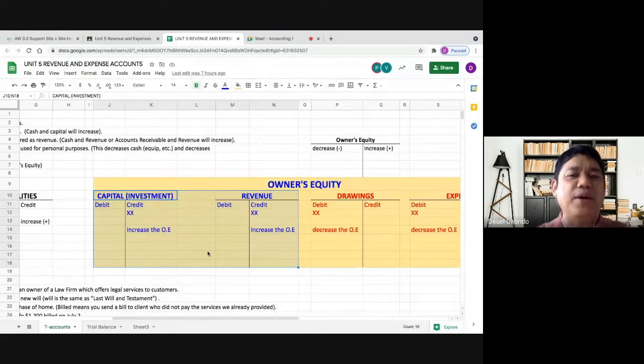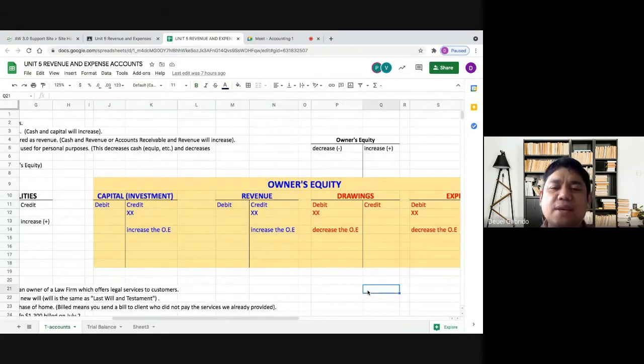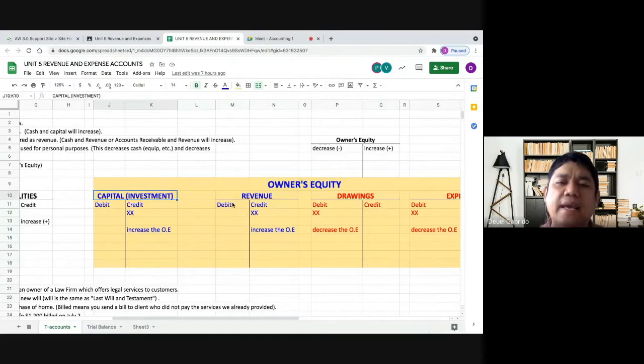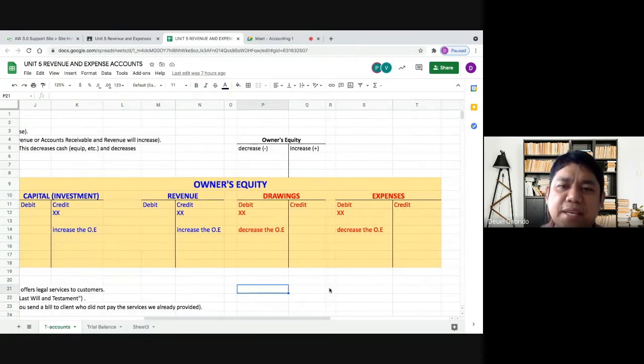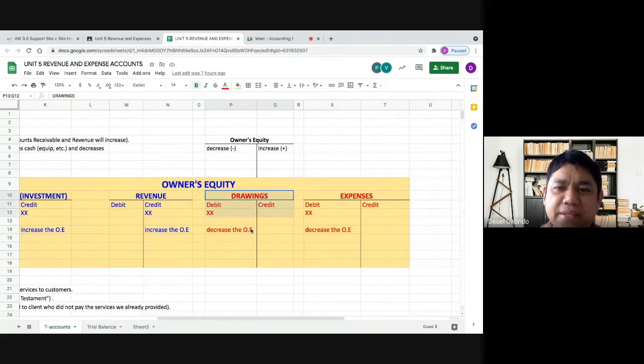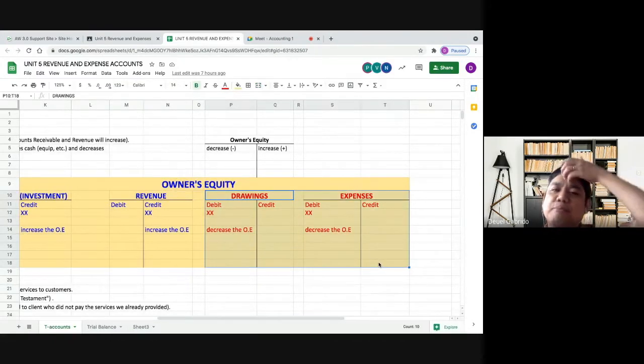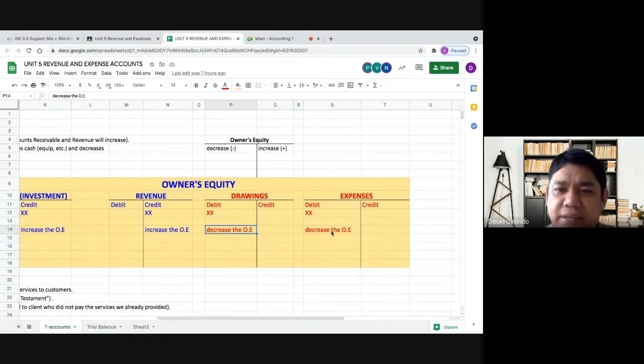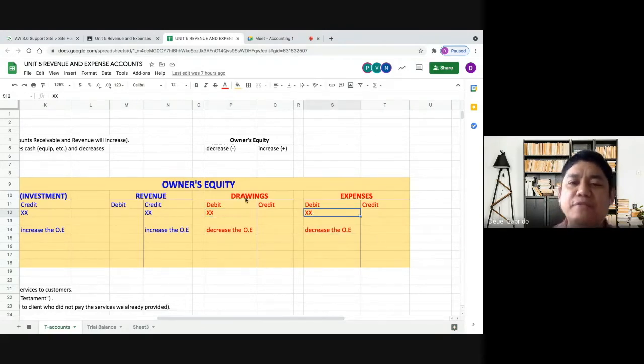So from now on, we will not use the word OE anymore, but we will use instead these four terminologies. Now, if capital and revenue can increase the owner's equity, the next two T accounts, namely drawings and expenses, both of these can decrease the OE. Look at that. Decrease the OE. Therefore, we put them on the debit always. What are they? The first one is drawings.